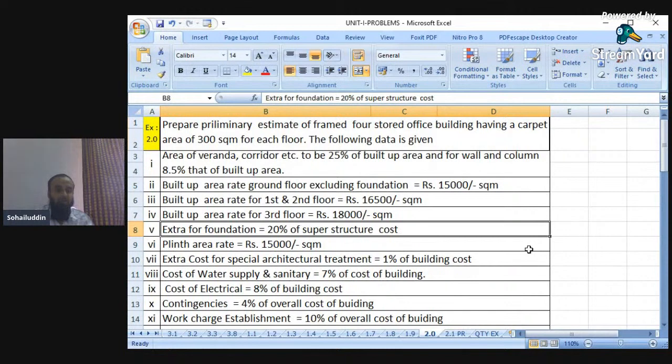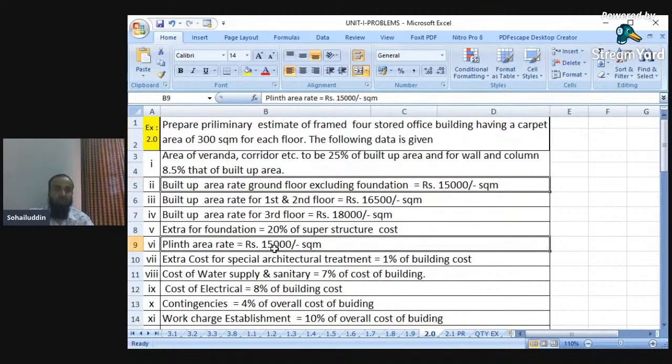Next, the plinth area rate is also given, the same as the rate of the ground floor. It is just to confuse; the plinth area rate is nothing but the area of the ground floor. It is the same. This 15,000 and this 15,000 are the same. That means the plinth area rate for the ground floor is the same as 15,000.